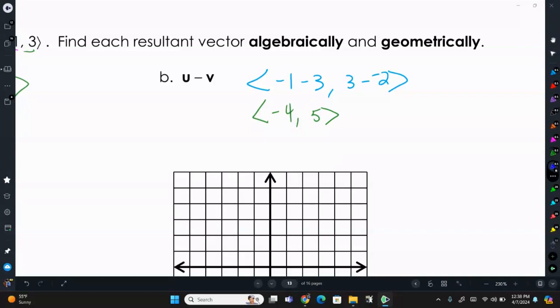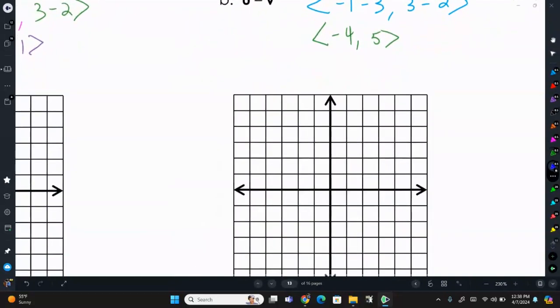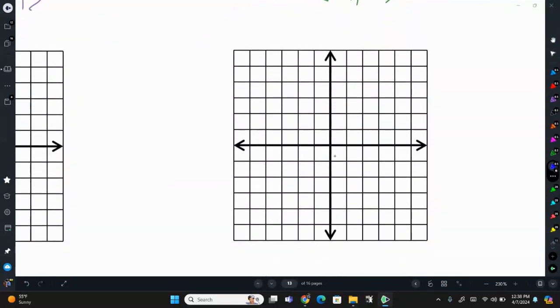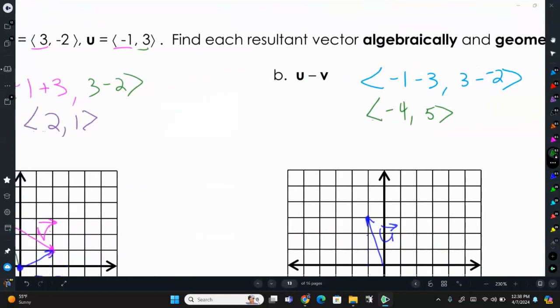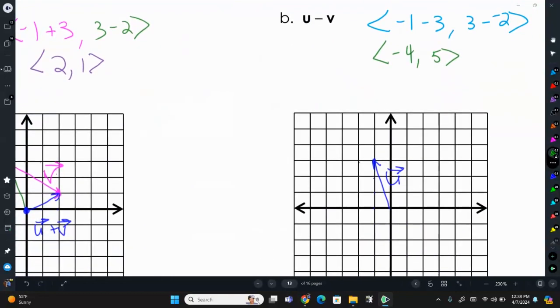Now to draw it graphically, again, we start with u, and u is -1, comma, 3. So 1, 2, 3. This is u. Then minus v. So v is 3, comma, -2, but we got to go in the opposite direction. So it's going to be -3 and up 2. So it's going to be in this direction.